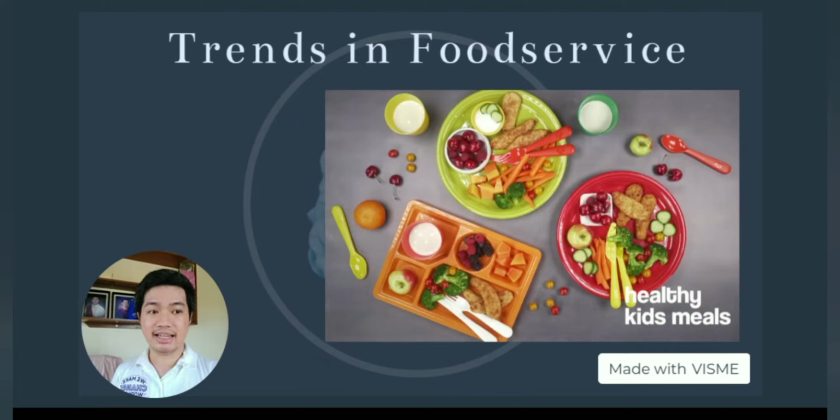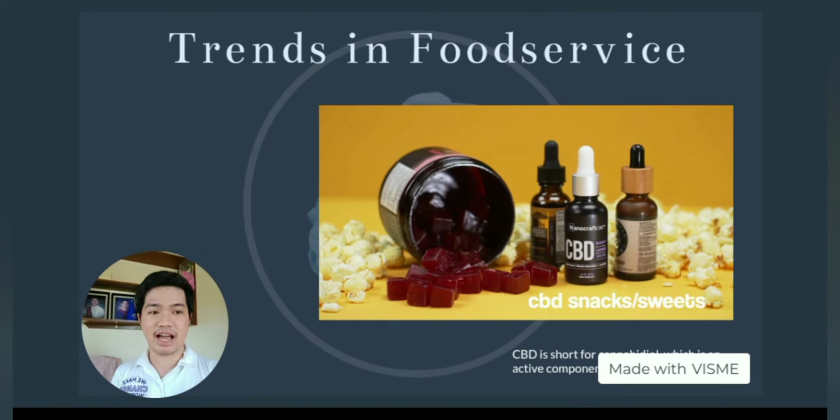Next, we have healthy kids meals. These are like healthy bowls, except customized for kids, with smaller cuts and colorful food to be more attractive to children. Next are the CBD snacks and sweets that I mentioned. They add a chemical to create a relaxation effect. CBD is short for cannabidiol, an active compound found in cannabis. Search the internet for examples. Are you still okay? Awesome!